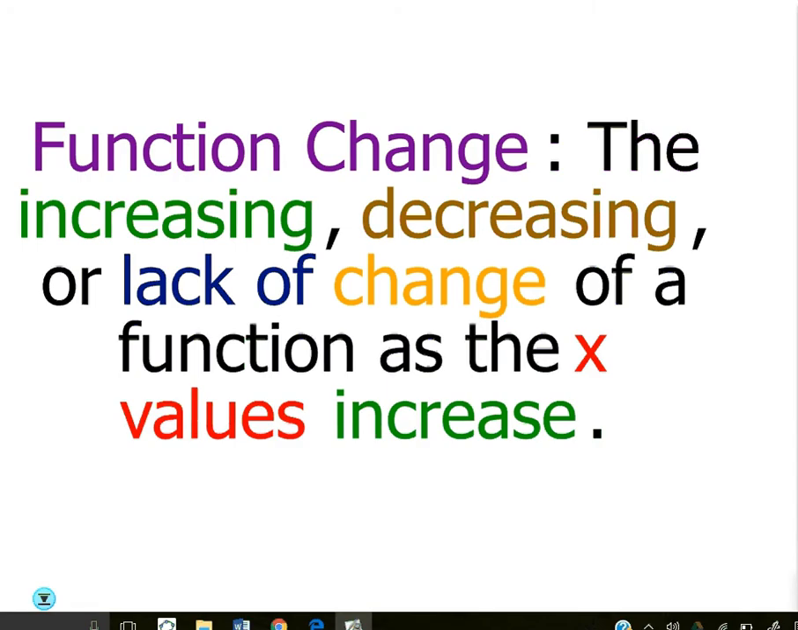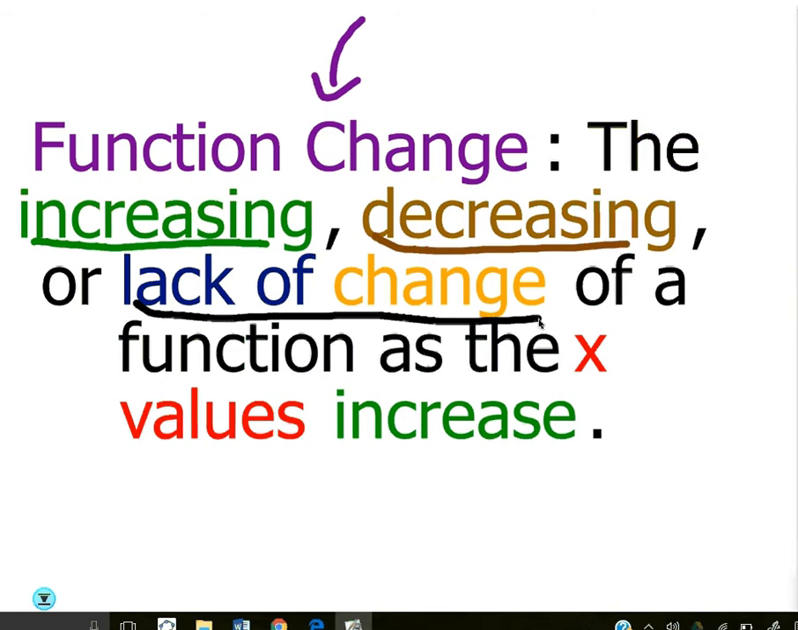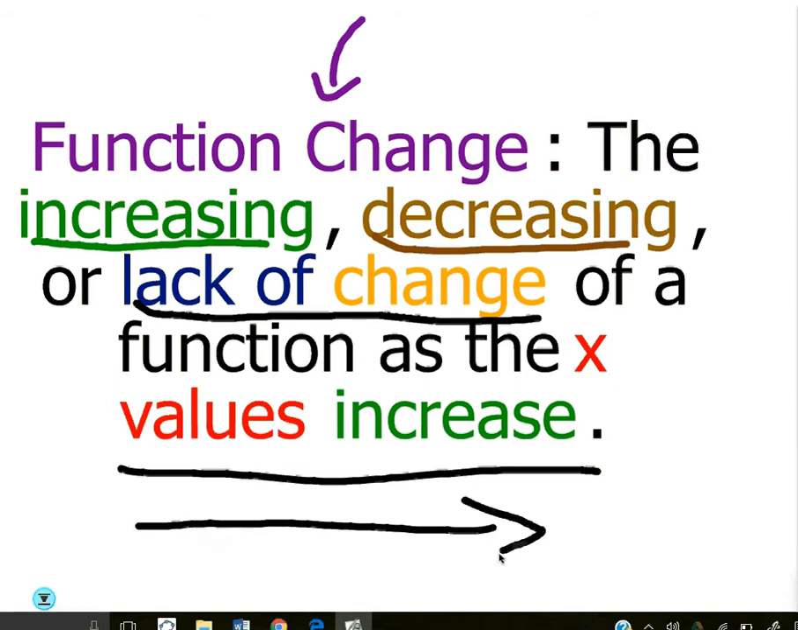For function change, you can either have increasing, you can have decreasing, or a lack of change, which we will call constant, of a function as the x values increase. So that's why you have to go from left to right, because if you went from right to left, the x values would be decreasing.